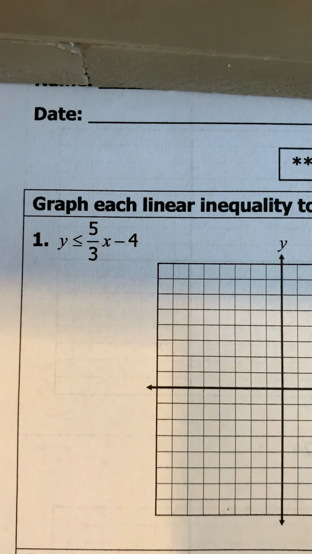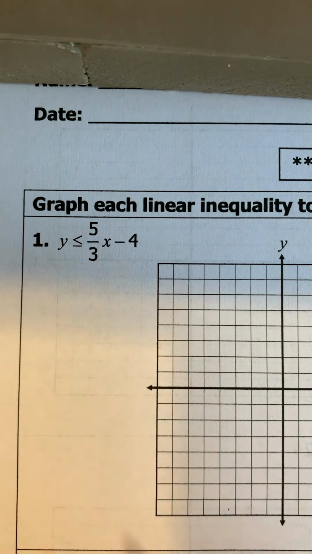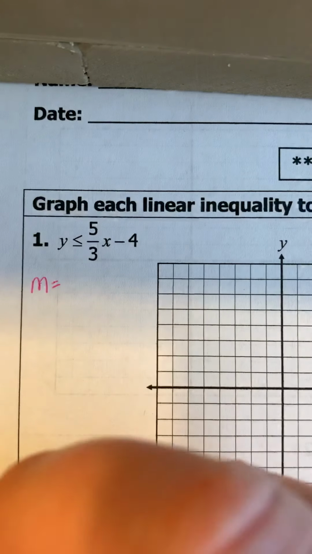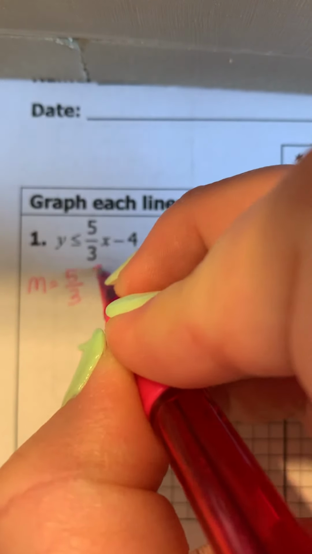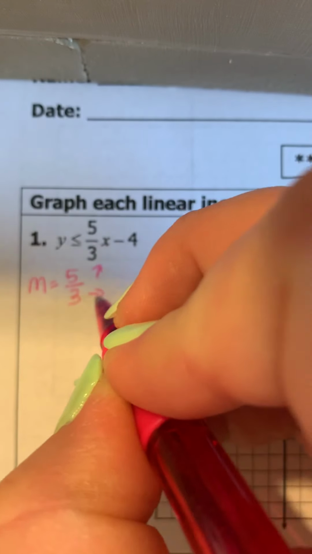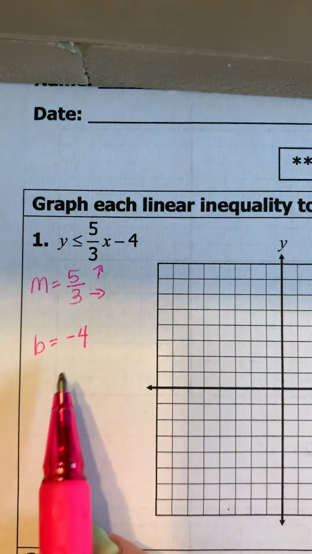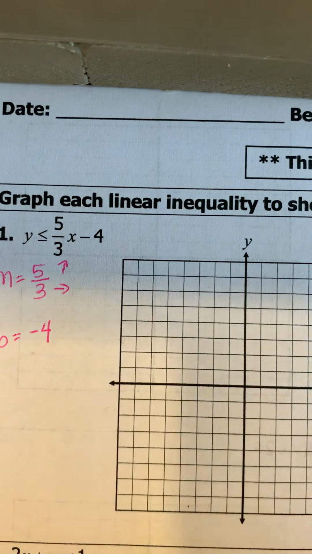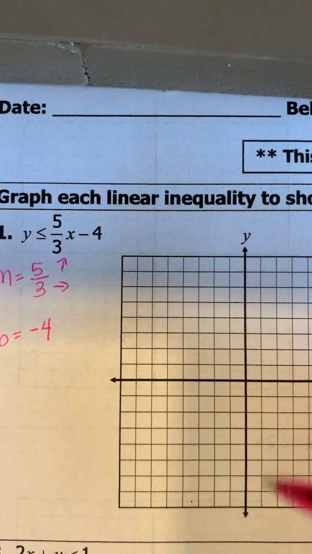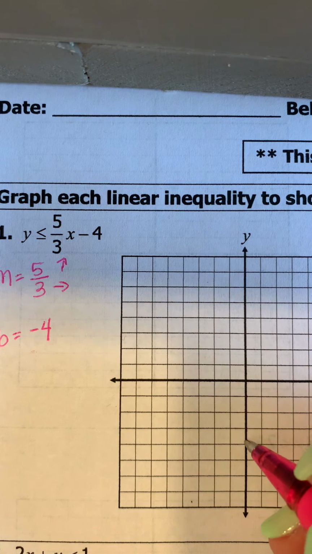So this one is y equals mx plus b form. So I'm going to write out what my m is, and remember m is your slope. So my m in this case is 5/3, which means I'm going to go up 5 and right 3. And then b is going to be -4 in this case, and this is my y-intercept. So this is my starting point on the y-axis. So I'm going to find -4 on the y-axis. So my y-axis is the vertical one. -4 is 1, 2, 3, 4 here, and I'm going to put my first dot.